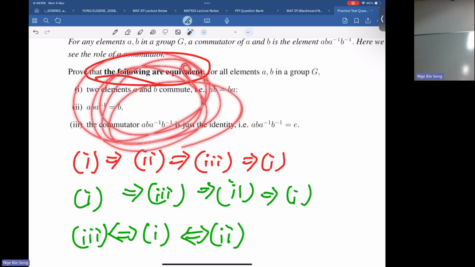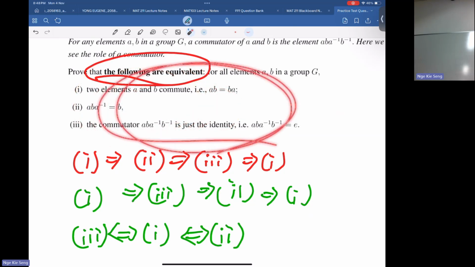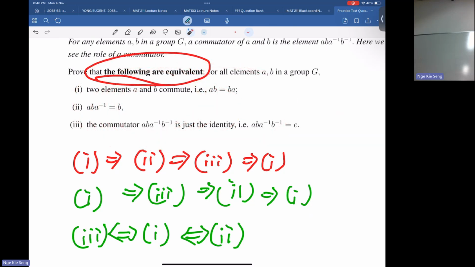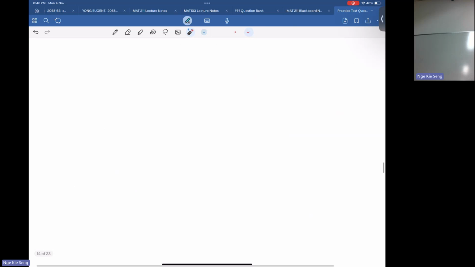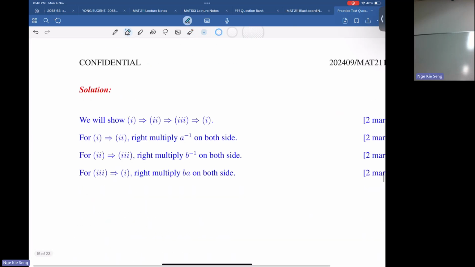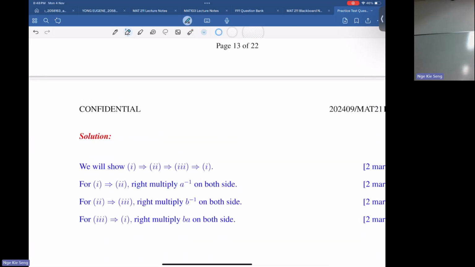So this one, I think it's quite simple. You just play around with your cancellation law, because everything lives in a group. Freely use the inverses. Okay, free to use inverses. Yeah, you see, the answer is like this. Very simple.